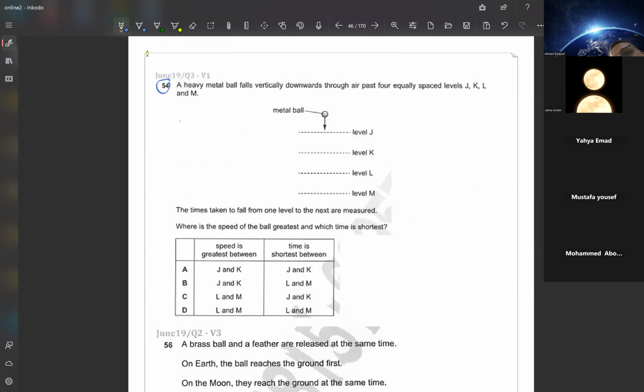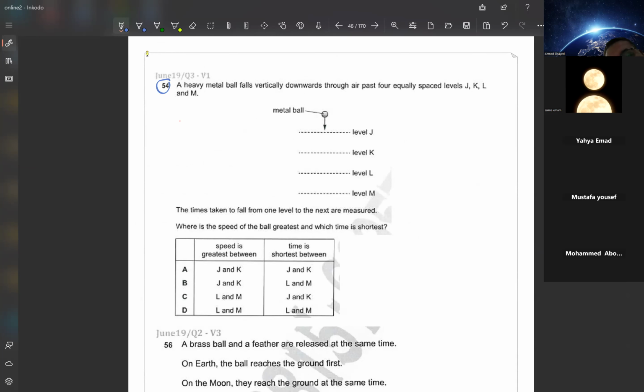Please read the question. A heavy metal ball falls vertically downwards through air past four equally spaced levels, J, K, L, and M. The times taken to fall from one level to the next are measured. Where is the speed of the ball greatest and which time is the shortest?